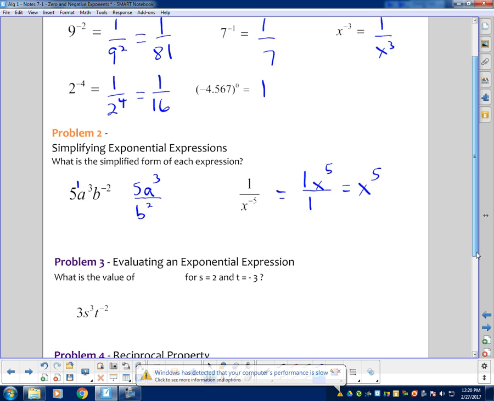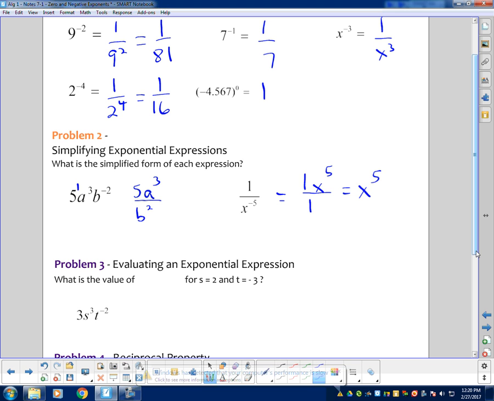All right, I think this is the last example in your notes. It says, what is the value of 3s to the third t to the negative second if s equals 2 and t equals negative 3? So I'm going to substitute in 2 for s and negative 3 for t. So that's what I have. I put them in parentheses showing that I'm substituting them in. And now I'm going to rewrite this thing, because this is algebra. Once I put the numbers in, it's now arithmetic. It's no longer algebra. So I'm going to find out what number this is equal to.